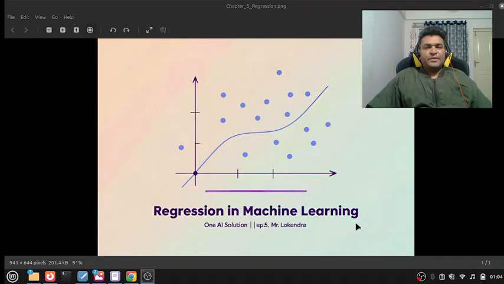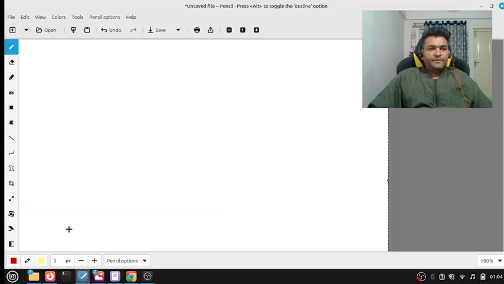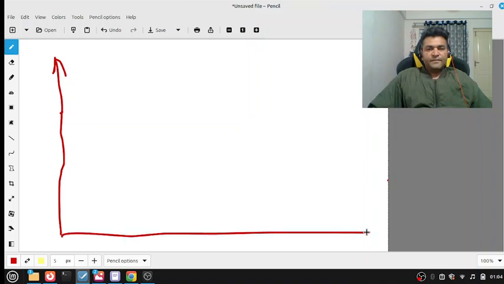Let's see one example with the help of some handwritten things, then you can understand it properly. Suppose this is my x-axis, this is my y-axis. For now you can say this is my y-axis, this is my x-axis. Here we will take one simple example. Regression is nothing but the relation between two variables. One is the dependent variable, one is the independent variable.